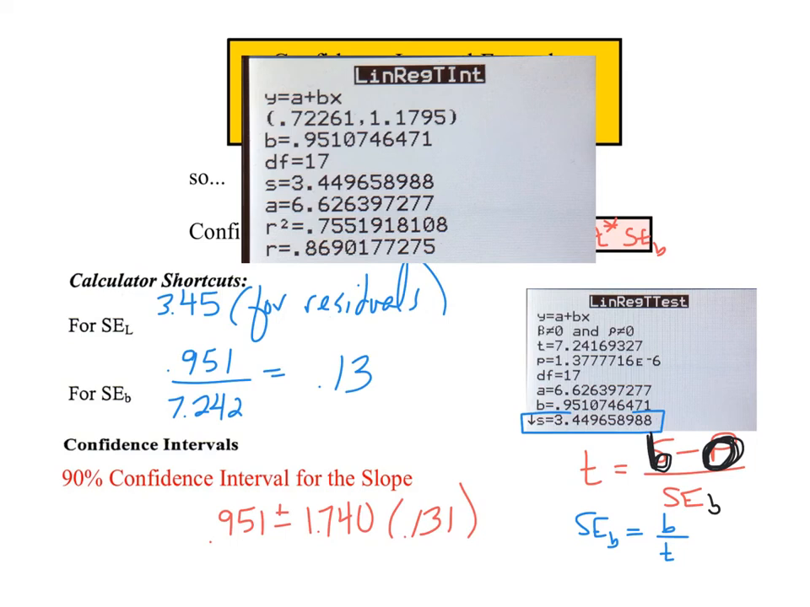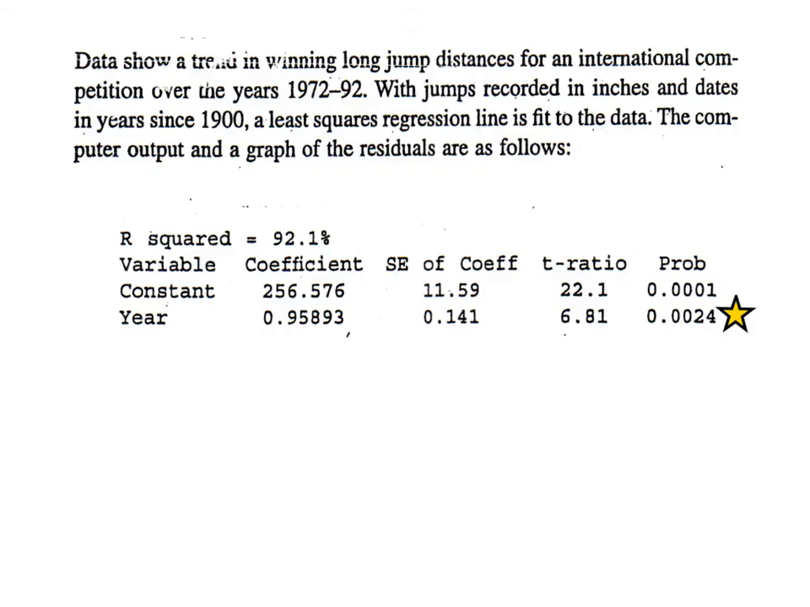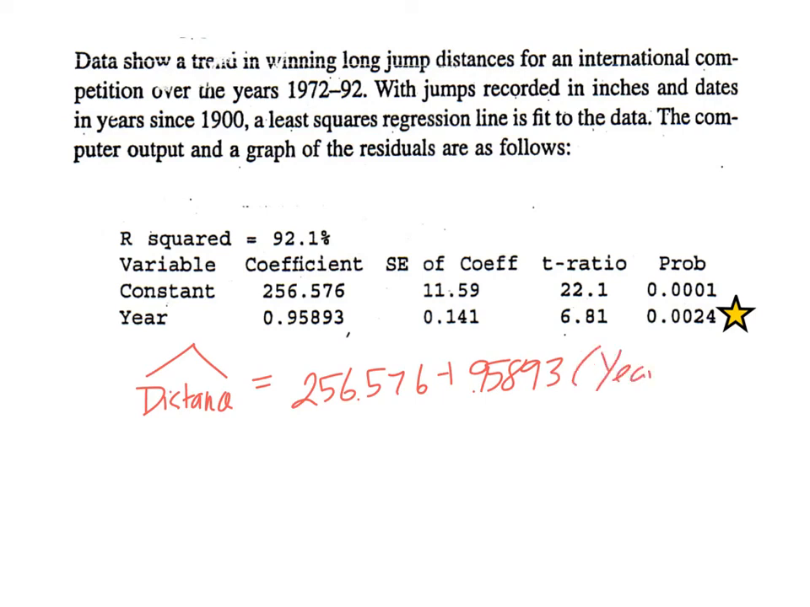Let me show you how this question would be asked in the AP exam. Data show a trend in winning long jump distances for an international competition over those years. Please note, 1972 to 1992 is 21 years. With jumps recorded in inches and dates in years since 1900, the least squares regression line is fit to the data. Computer output is shown below. Okay, so I've got distance hat equals 256.576 plus 0.95893 times the years. Okay?